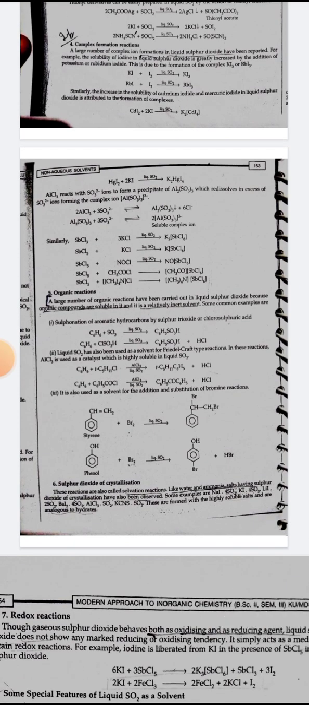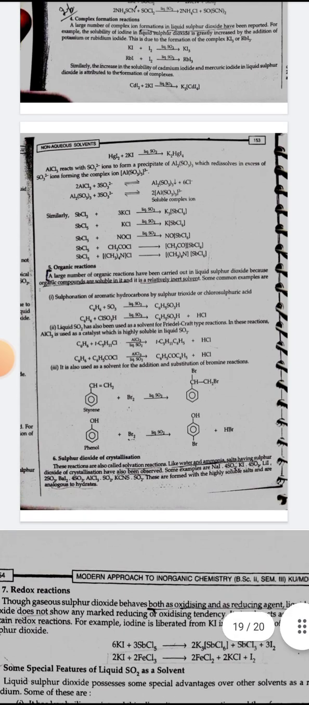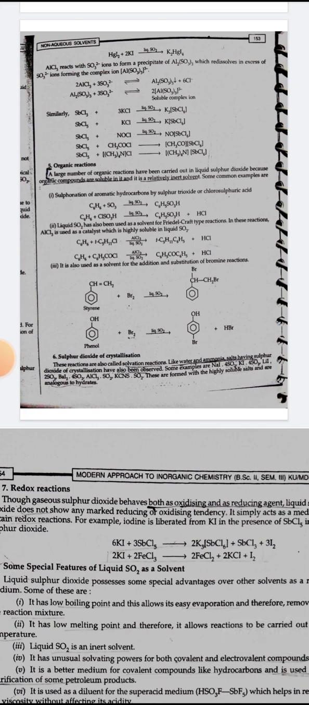Complex formation reactions. A large number of complex ion formations in liquid sulfur dioxide have been reported. For example, the solubility of iodine in liquid sulfur dioxide is greatly increased by the addition of potassium or rubidium iodide. KI plus I2 to give KI3, RbI plus I2 to give RbI3, CdI2 plus 2KI to give K2CdI4, HgI2 plus 2KI to give K2HgI4. SbCl3 plus 3KCl to give K3SbCl6, SbCl5 plus KCl to give KSbCl6, SbCl5 plus NOCl to give NOSbCl6, SbCl5 plus CH3COCl to give CH3CO SbCl6.